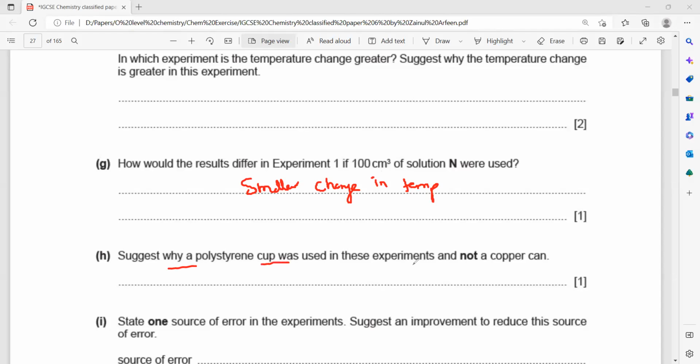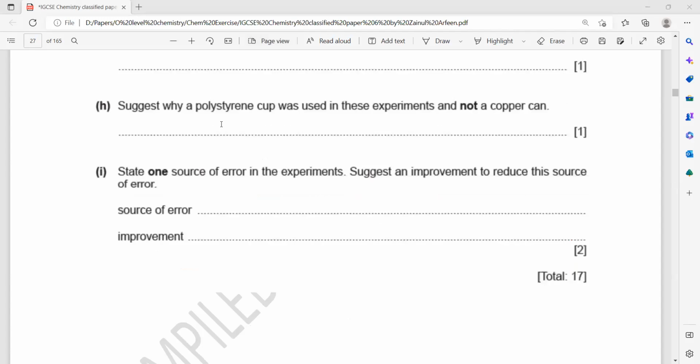Suggest why a polystyrene cup was used in these experiments, not a copper cup. We can use copper, but why don't we prefer to use it? Copper is a conductor, it will just conduct the heat, so we will not get an accurate value. Polystyrene cup will insulate, so we can get a more accurate value. Polystyrene is an insulator, or you can mention that copper conducts and transfers the heat energy to the surroundings.